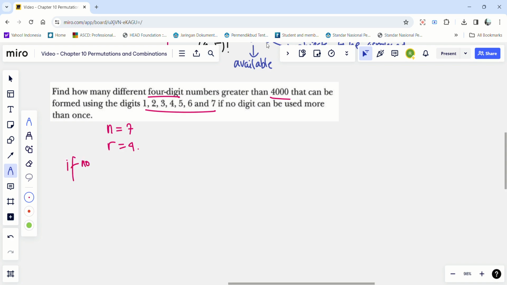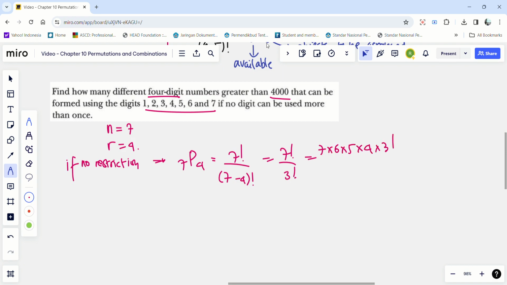If there is no restriction, meaning no note of greater than 4,000, you will get only 7P4. That means 7 factorial over (7 minus 4) factorial. It means 7 factorial over 3 factorial. You can use a calculator to calculate this, by the way. You don't have to do it one by one or manually like this. Cross out, 40 times 20, so you got 840.